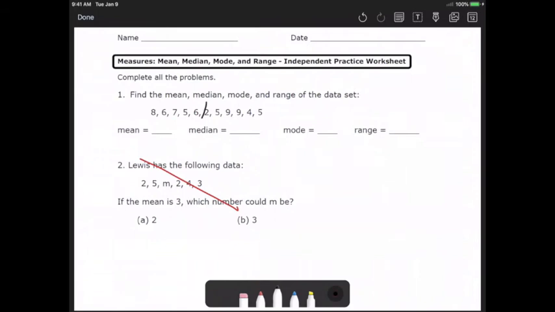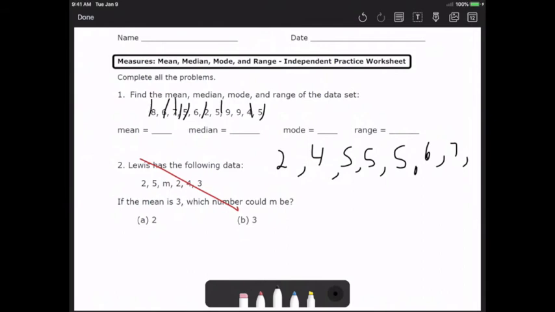So I see a 2. I see no 3, but I see a 4. I see 2 5s. Actually 3 5s. That's why you cross them out. 6, then a 7. And then you could write underneath. That's what I'm going to do. 8 and 2 9s. All right.